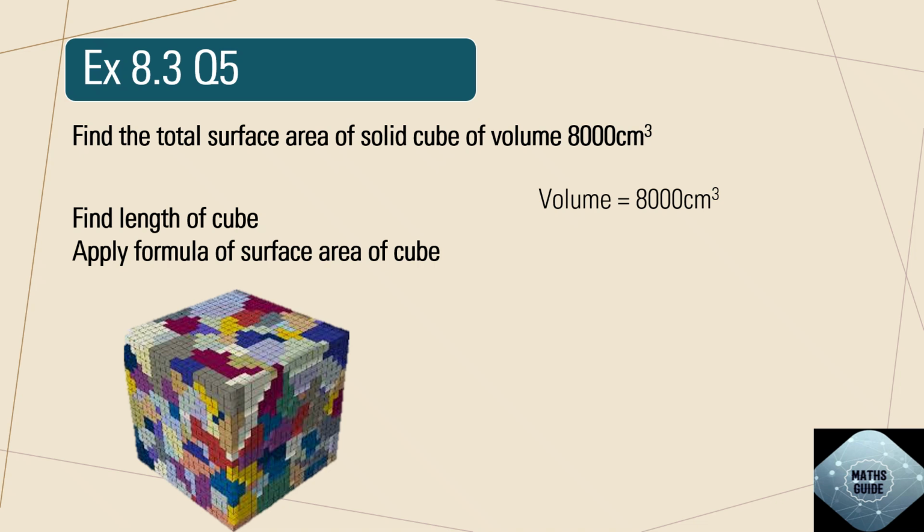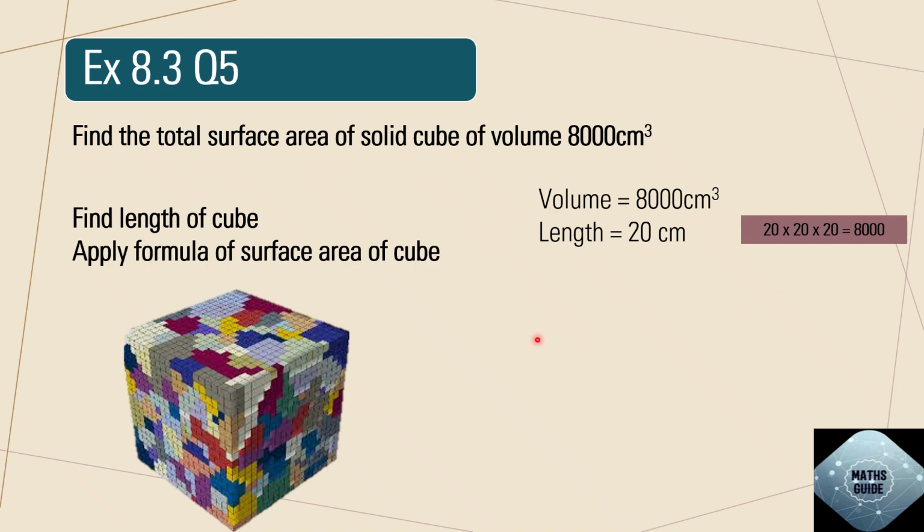So just think in your mind, what number should be multiplied by itself 3 times to give us 8,000. As all the three dimensions are of equal length, we have to think about it. Yes, this is 20. When it is multiplied 3 times by itself, 2 into 2 into 2 is 8, and it means 20 into 20 into 20 is 8000. So it is clear from here that the length of each side of the cube is 20 centimeter.